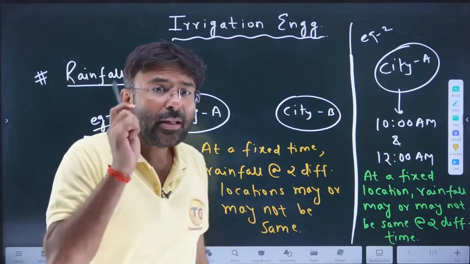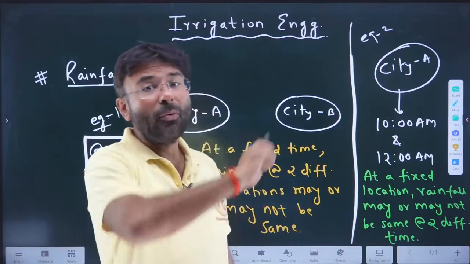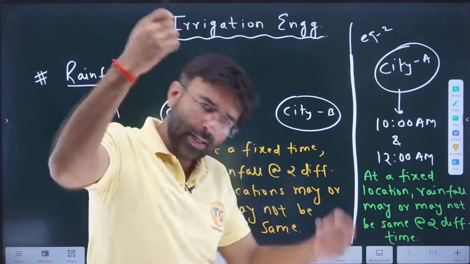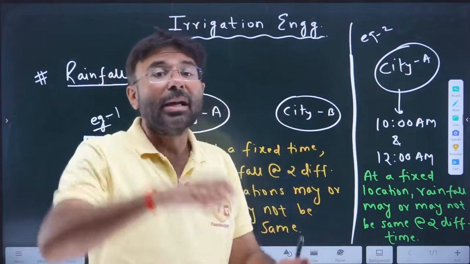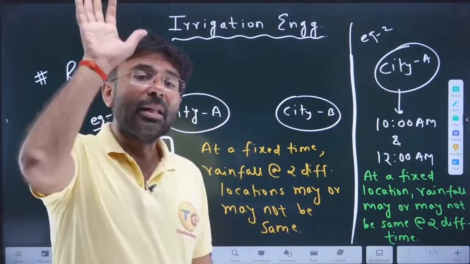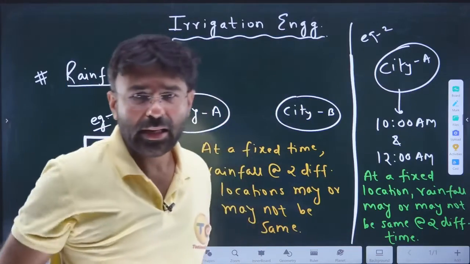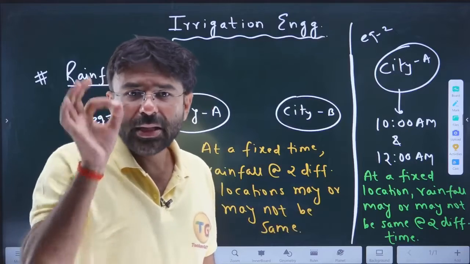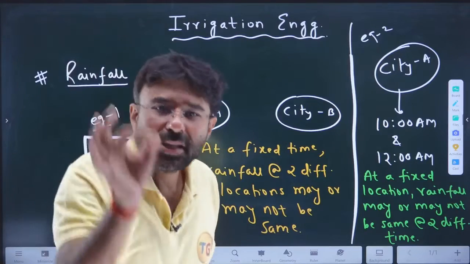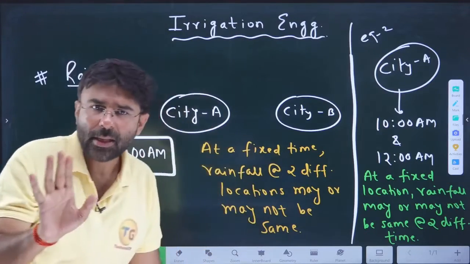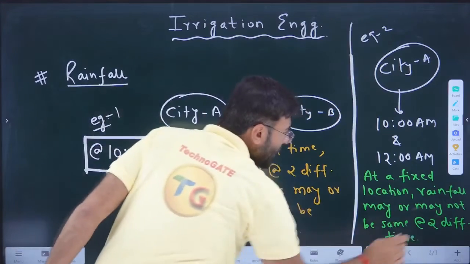The conclusion is rainfall is not uniform over the entire earth, or let us talk about our country only. Rainfall is not uniform. The pattern, the behavior of the rainfall is not same in our entire country. Rainfall changes with location, rainfall changes with time. Correct? So what is the conclusion from these two statements?